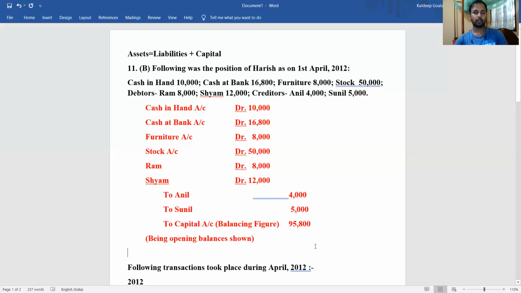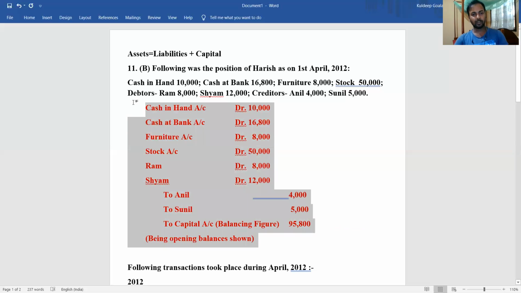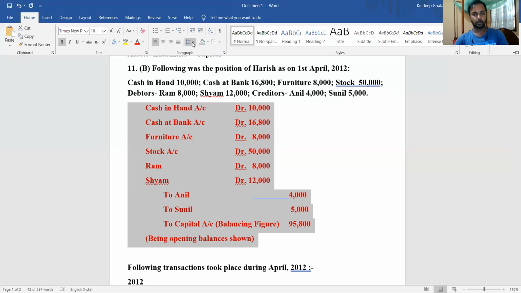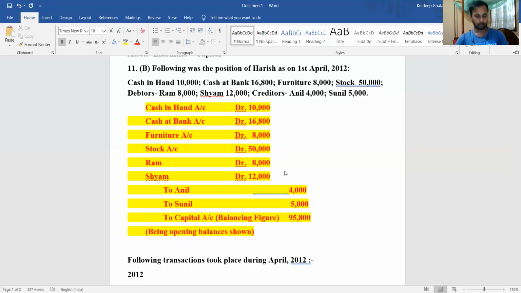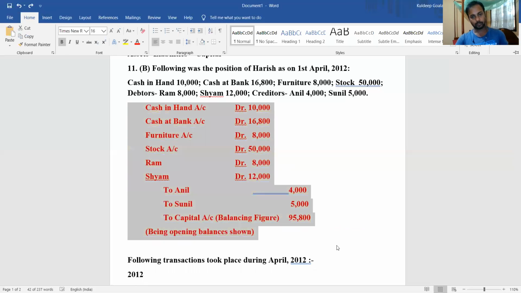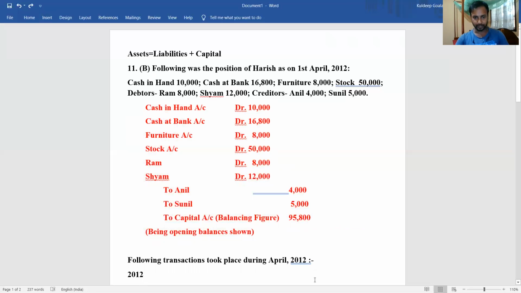Okay, that's all. So this is how your transaction will appear. Only what you have to do is find out how the transaction is going to appear in the books of account. Okay, I'll just highlight it so that it can easily reflect. Red color will already highlight the situation.